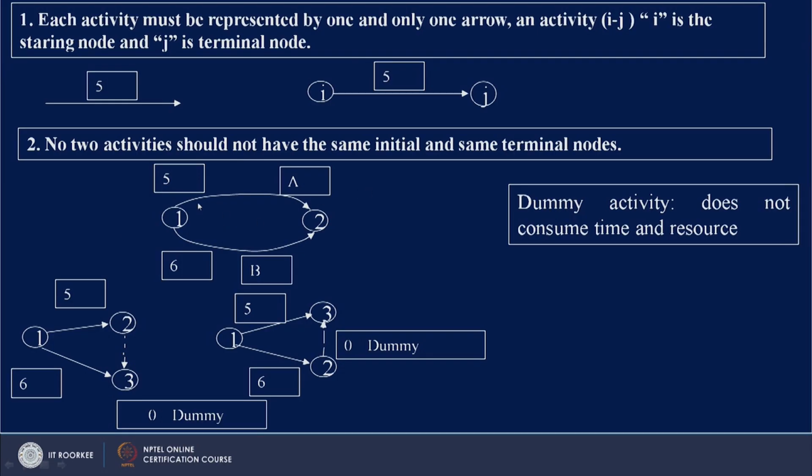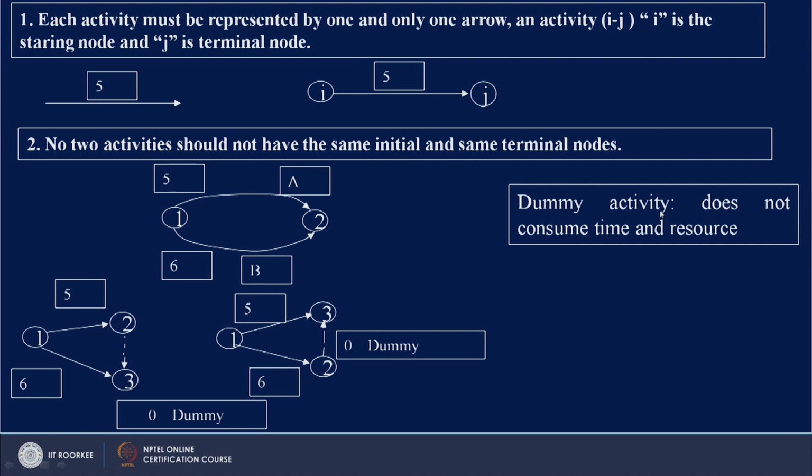For example, let us look at this particular network. In this network there are two nodes, node 1 and node 2, and there are two activities, activity A and activity B. The duration of activity A is 5 minutes and the duration of activity B is 6 minutes. This is not the right method of preparing a network. In a situation like this, you need to come up with something called a dummy activity.